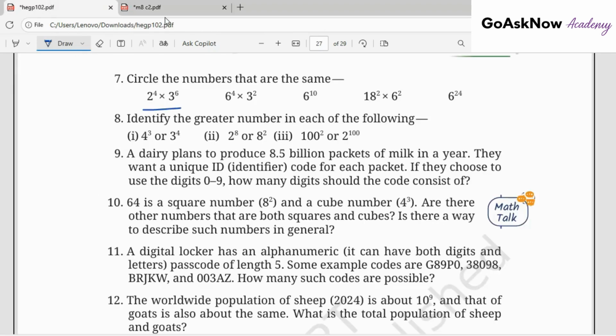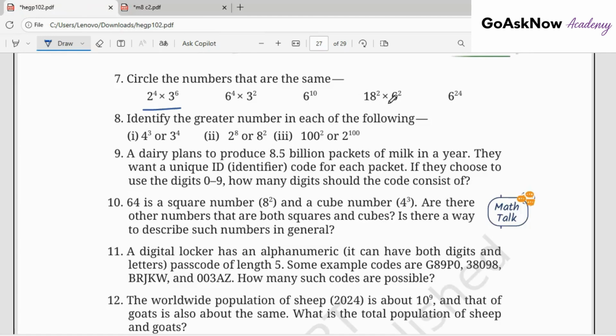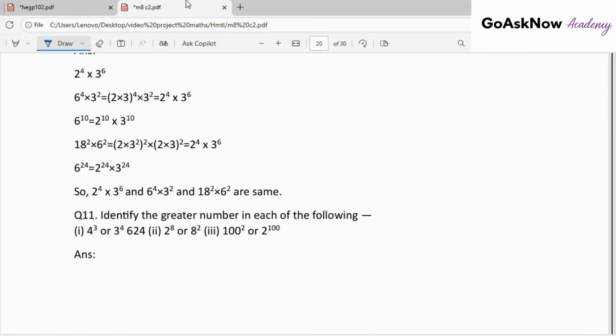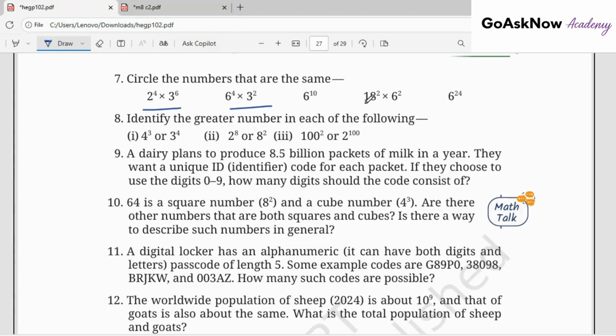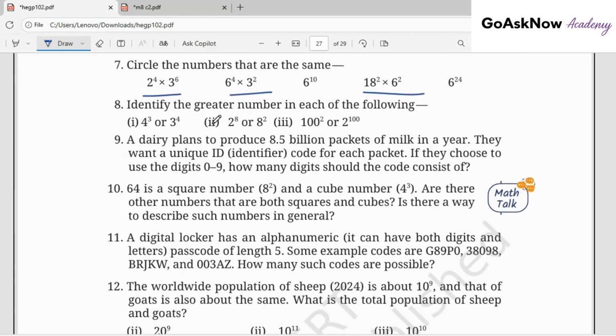2 power 4 plus 6, 6 power 4, 3 power 2 and 18 power. These are same. Identify the greater number in each of the following.